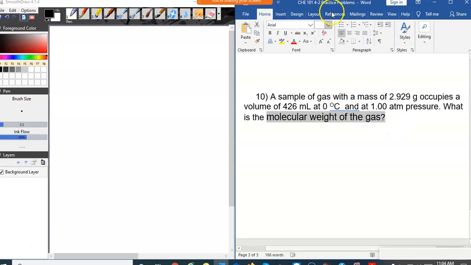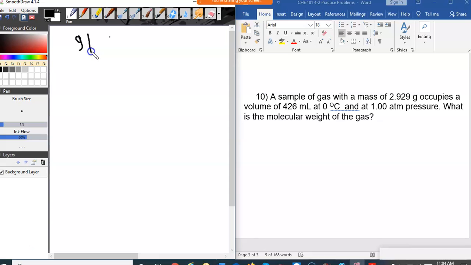All right, remember that the units of molecular weight is grams per mole. So your final answer has to be grams divided by mole. That's the unit of your final answer. Okay?